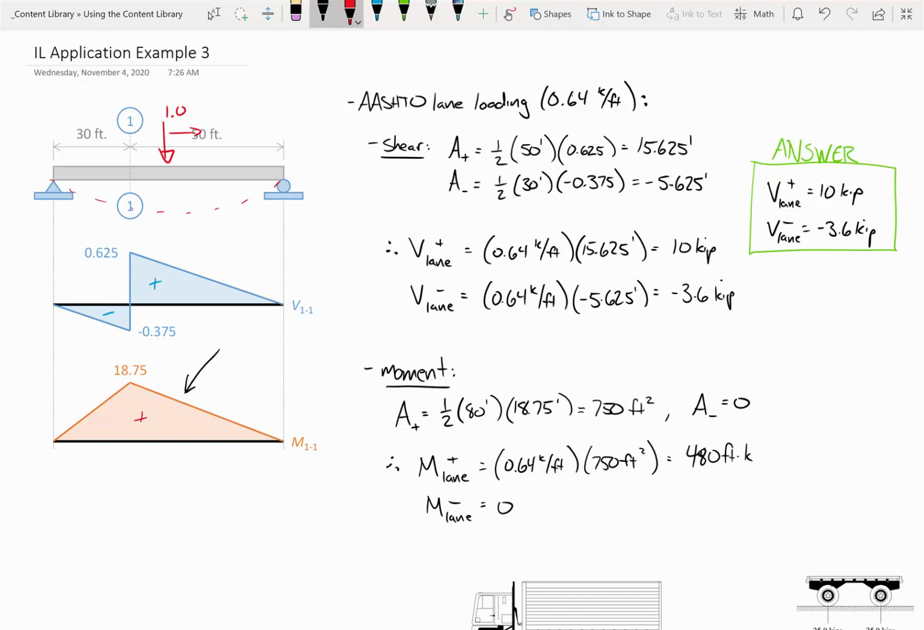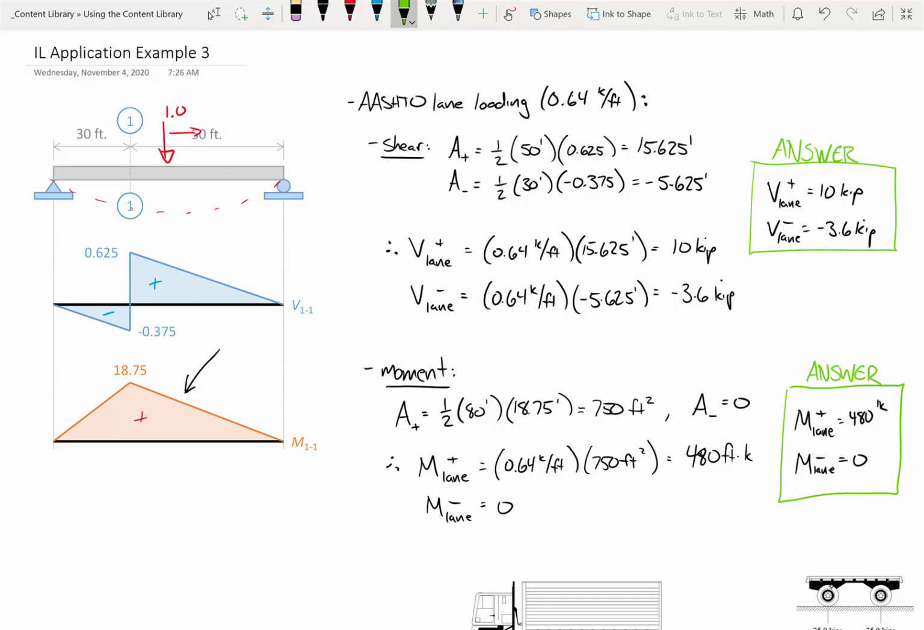I'm always going to have a range, and this is going to be true for the truck and the tandem as well, that my lane load positive moment is going to be some value, so 480 foot kips, but the negative moments are always going to be 0, okay? And the reason why is because of the way this beam is structured. This is a simply supported beam, and the simply supported beam is always going to produce positive bending. That isn't always the case.